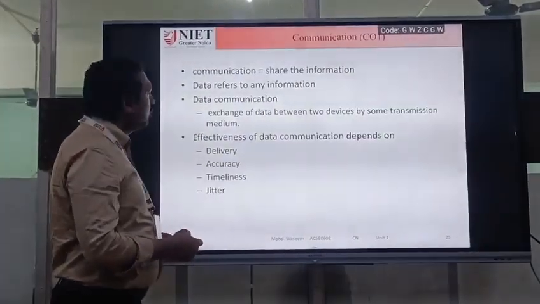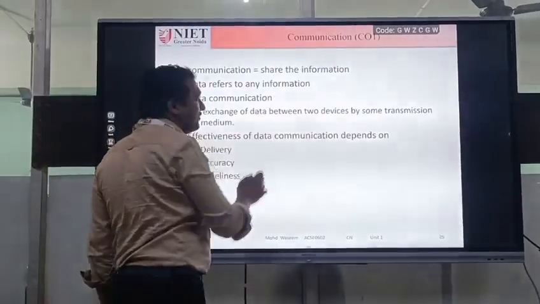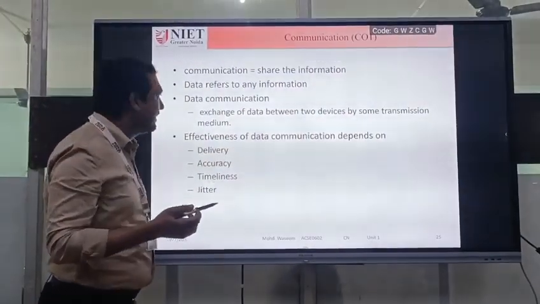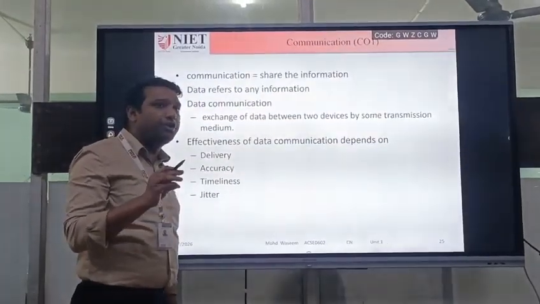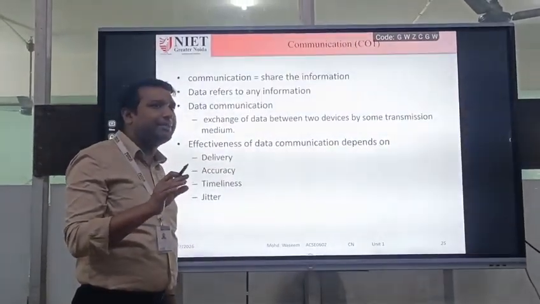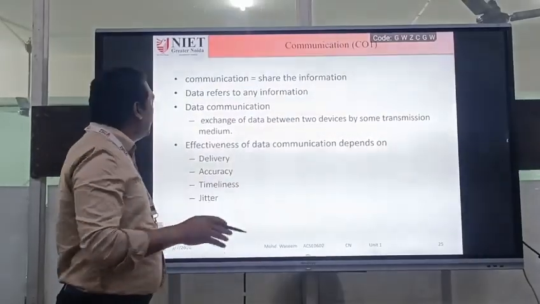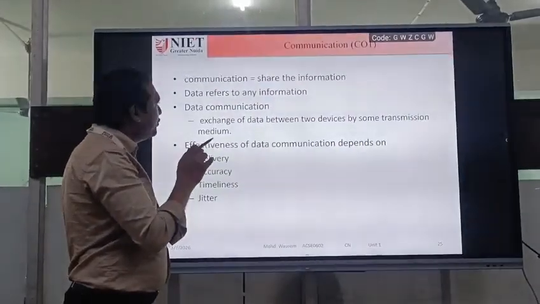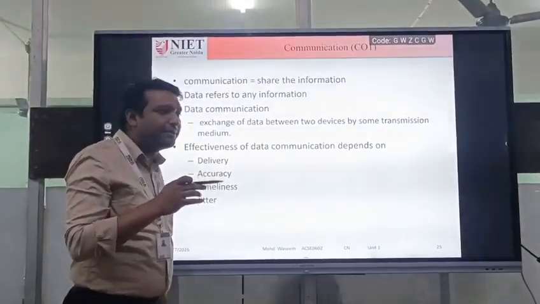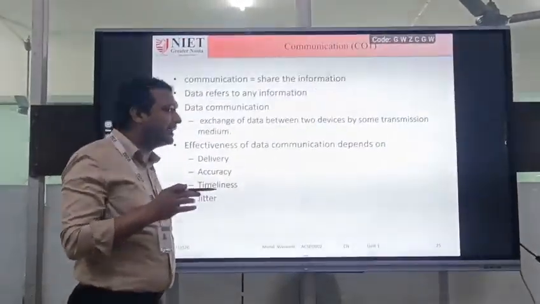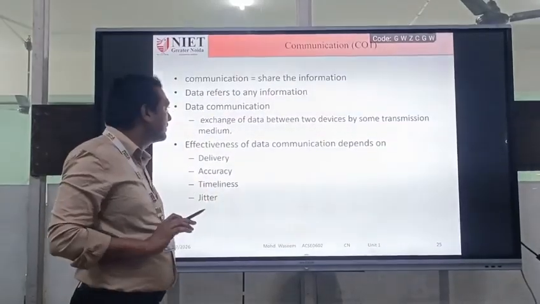So what is communication? Communication is basically sharing information. If you are sharing information, it means we are communicating. Data refers to any information. Data can be anything like audio, video, picture, image, anything that can be considered data in the computer network. Data communication is the exchange of data between two devices by some transmission medium. We have a transmission medium and we are transferring the data through that medium. That is the basic concept of the computer network.